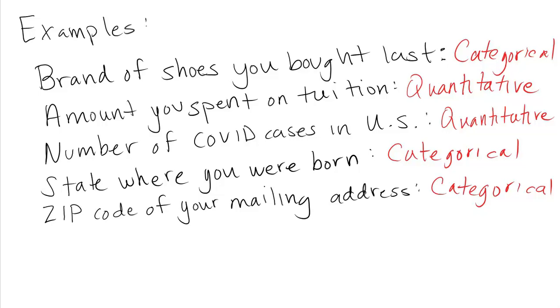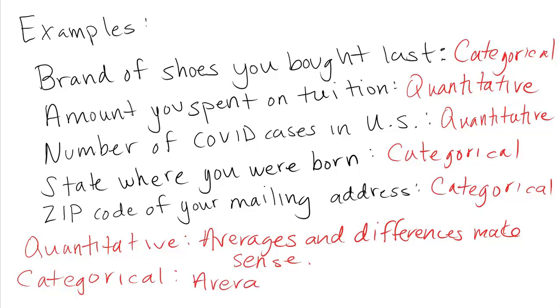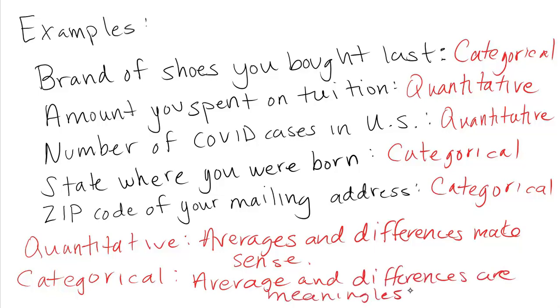So there's kind of a secondary way to distinguish between the two. If a variable is quantitative, then you can talk about things like averages and differences. They'll make sense in some way. For a categorical variable, you can't do anything with averages and differences. Either it's impossible to calculate them because you've got words, or they're meaningless.